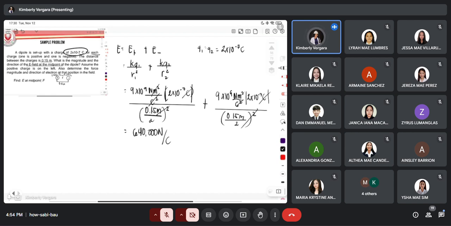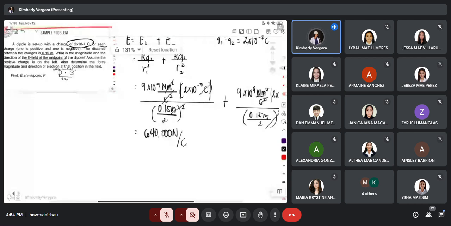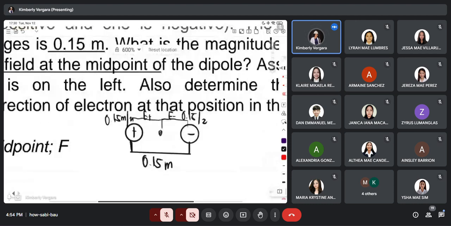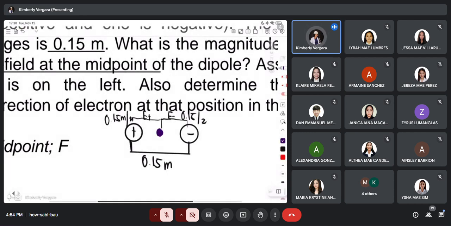Next, assume the positive charge is on the left. So, tama naman po. Ano, nasa left yung ginawa natin. And then, also determine the force and the magnitude and direction of electrons. So, meron daw tayong electron. Okay, so dito po, dito sa part na ito, sabihin natin sa part na ito, so, meron tayong electron. Okay?